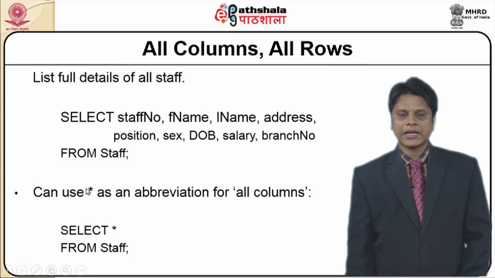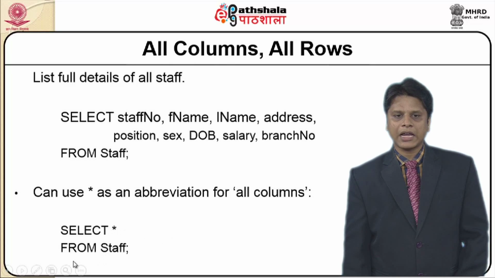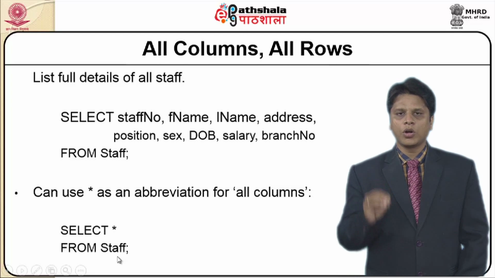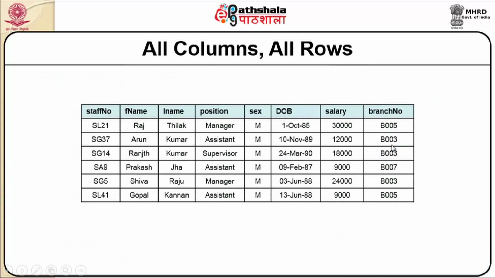So we can use a star as an abbreviation for all columns. Select star from staff would simply mean all columns and all rows of that particular table will be retrieved. So this is the table, and simply by projecting the command select star from staff, we would have listed out all the values in this format.